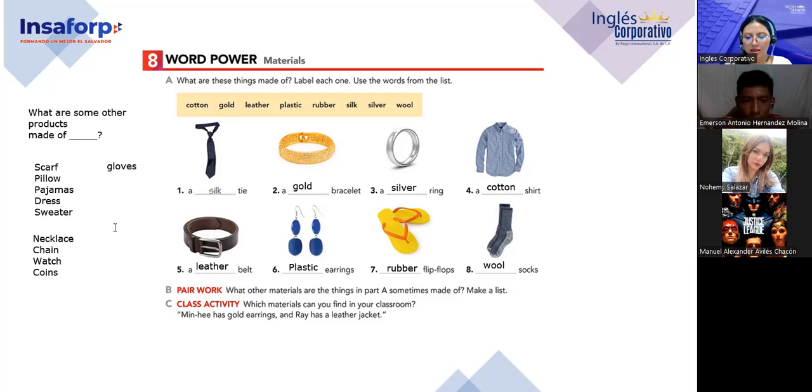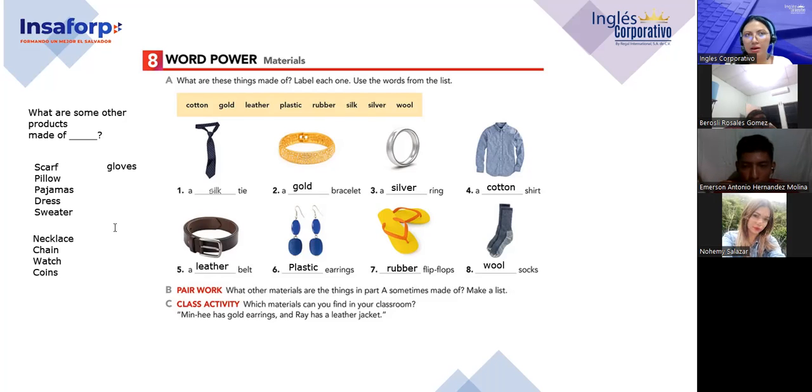Yes, of course. Wool. Lana. Give me some examples about some other materials. Sweater. A sweater. Yes. Pajamas. Dresses. Yeah, and that's it. Okay, take a look at this question that we have here.